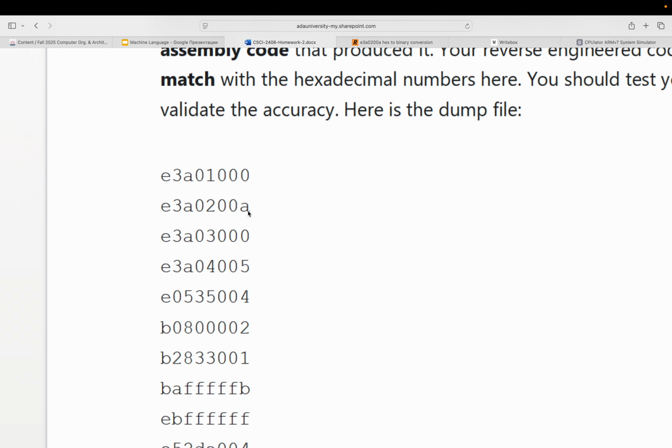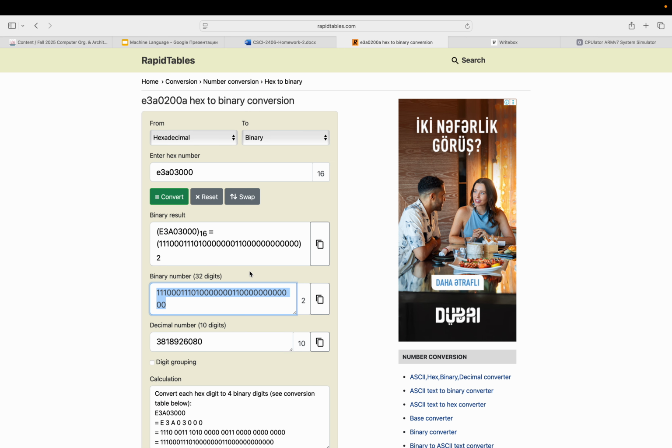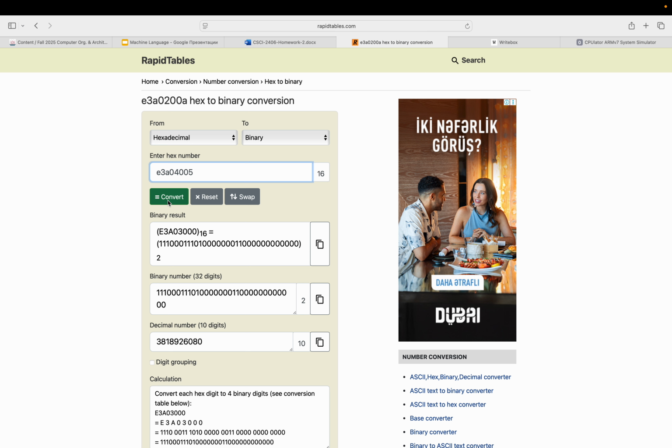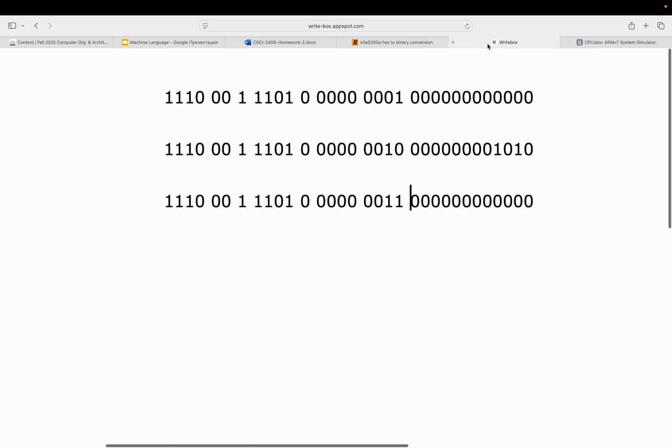And let's move to the fourth line of our code, which is again E3A04005. And let's see which value we get so far. Okay, let's copy and paste it.